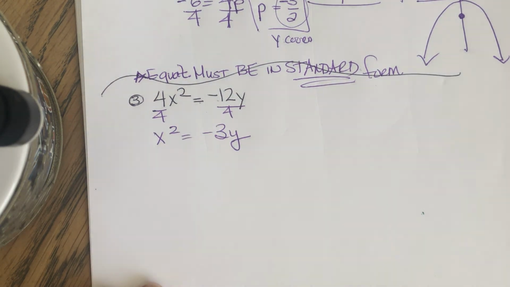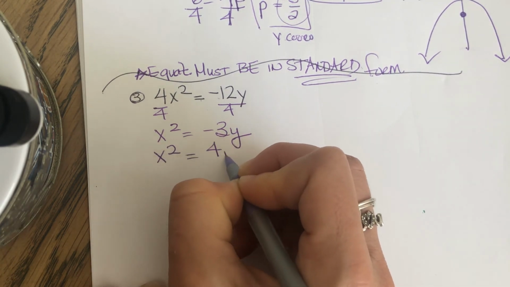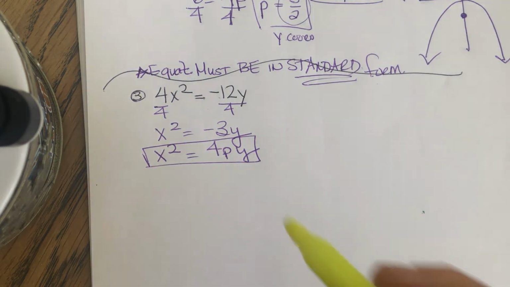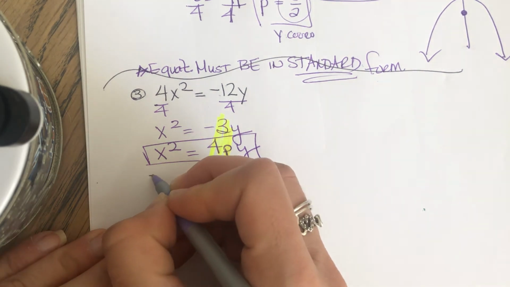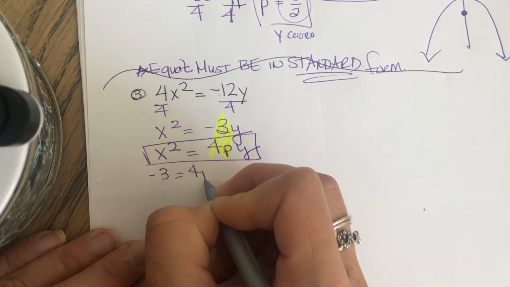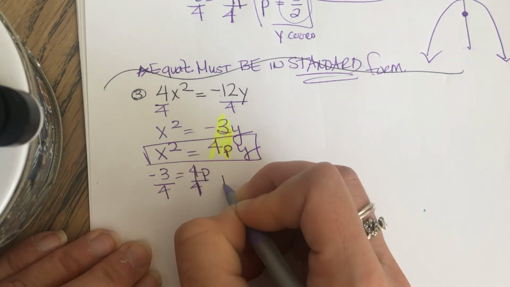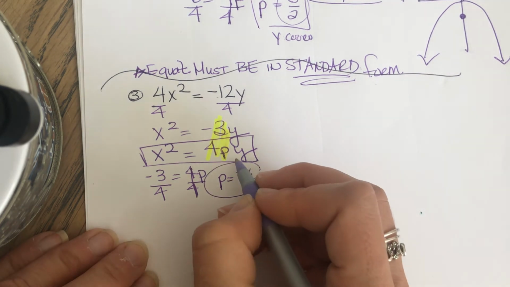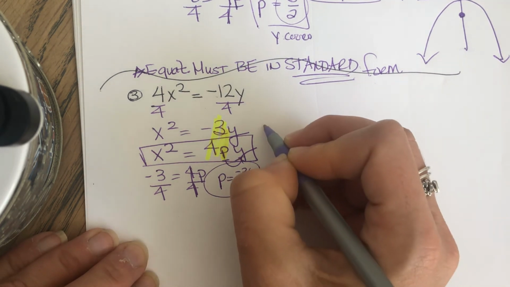All right, and now we're back to what we were doing. Set this up again. X squared equals 4py, which means, there you go. Let's set it equal and solve it. We have -3 equals 4p. Let's divide by 4, divide by 4. So p equals -3/4. Now, what is p next to? It's the y, so this is your y coordinate.